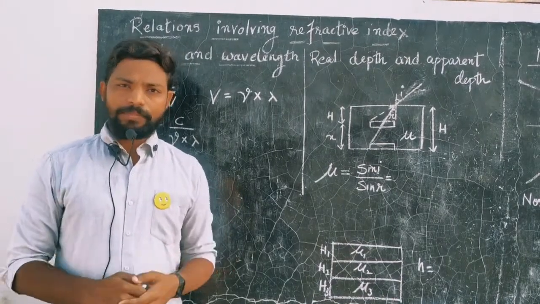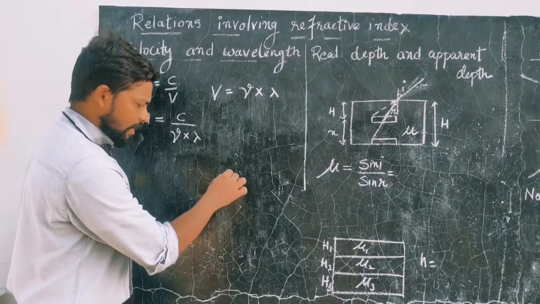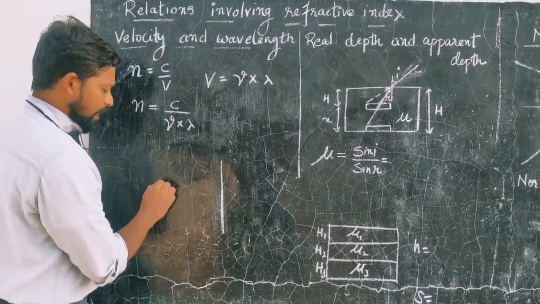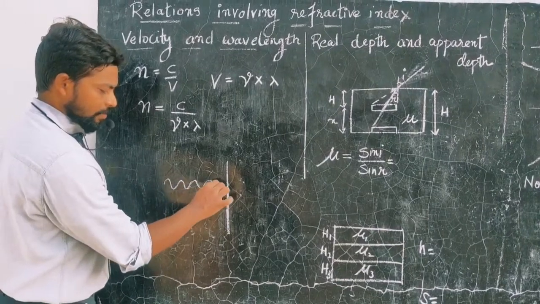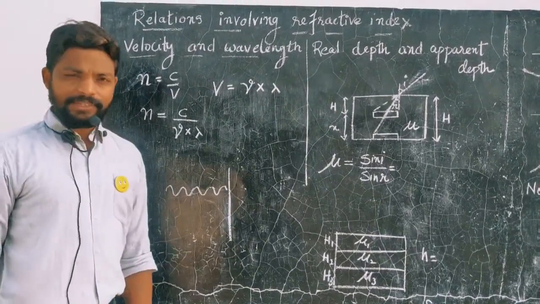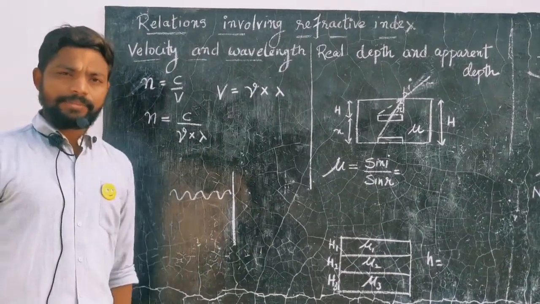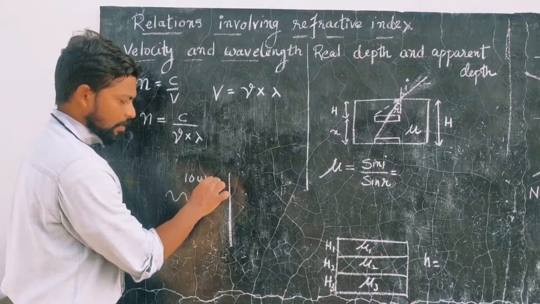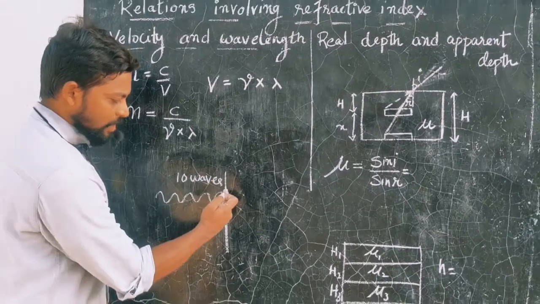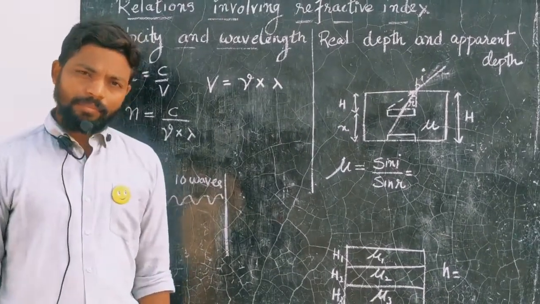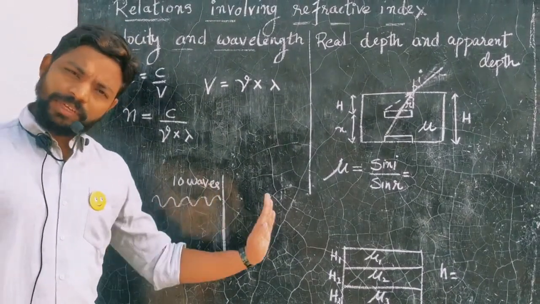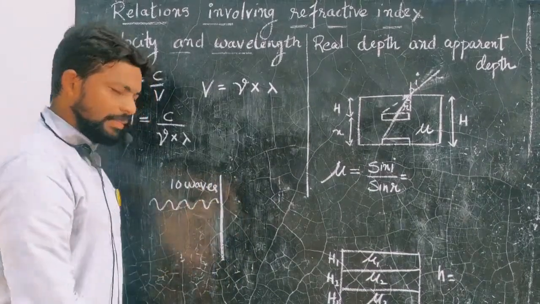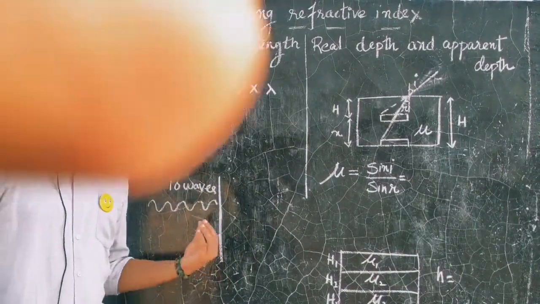Why? Let us say this is an interface of two mediums. Let us say a light ray is traveling with a frequency of 10 Hertz. That means 10 waves per second. After crossing this interface, 10 waves would come out. At this interface, nothing can happen so that some of the waves might go missing.